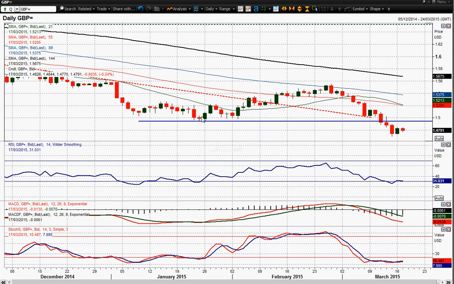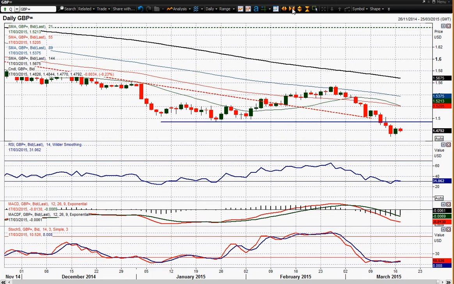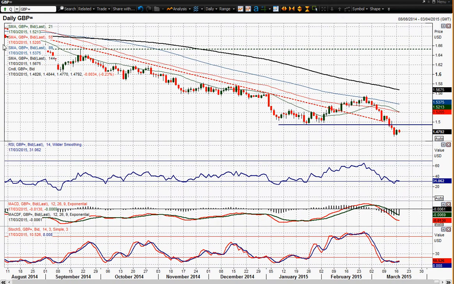Now, the key resistance comes in obviously around 49.50. That was the old floor. Old support becomes new resistance. So that is the level generally that we'd be looking out for on the daily chart for your rebounds.